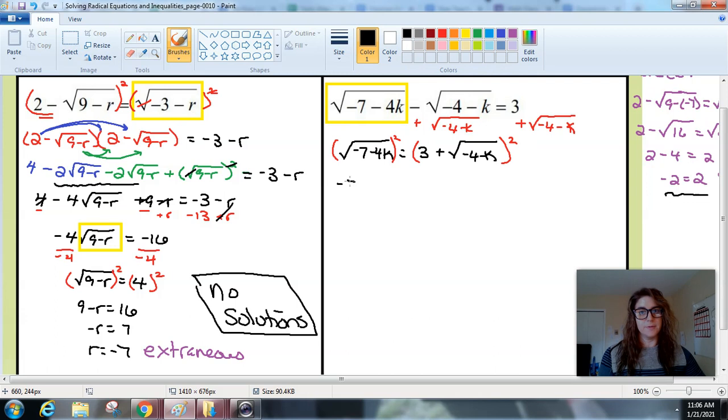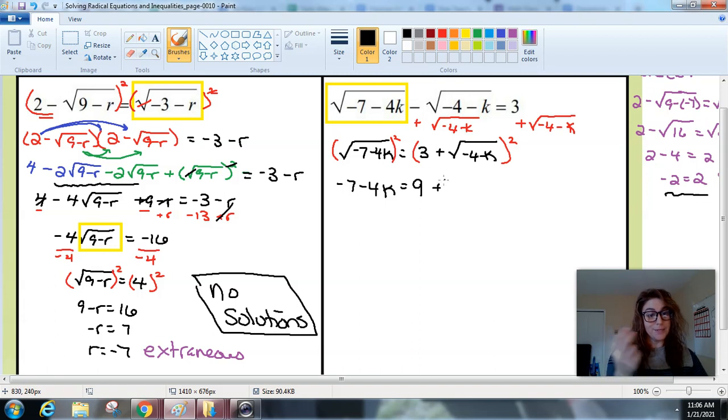Okay, insides will drop here. And in an effort to save space, I'm going to talk my way through this. Remember, it's a square, so there's 2 of them. So that means when I was to FOIL, I would have 3 times 3 and multiply the first terms. So 3 times 3 is 9.